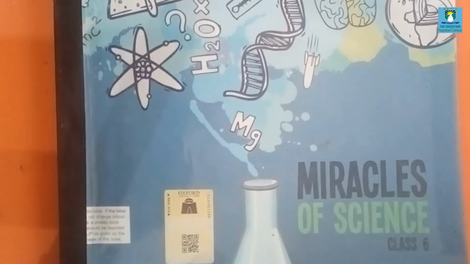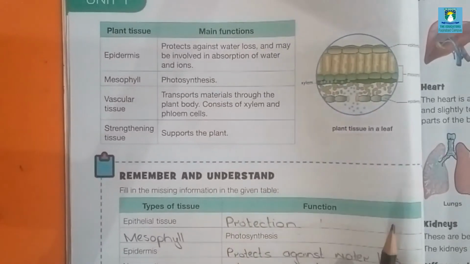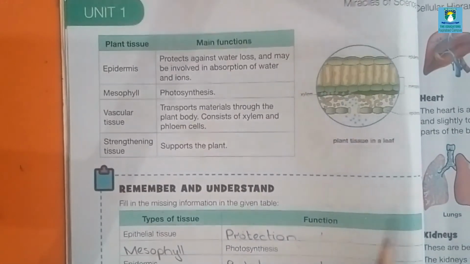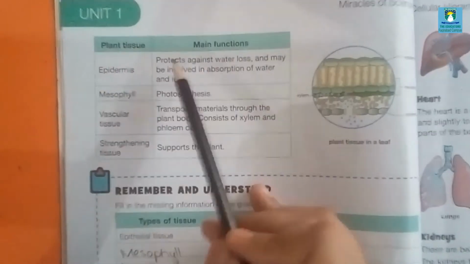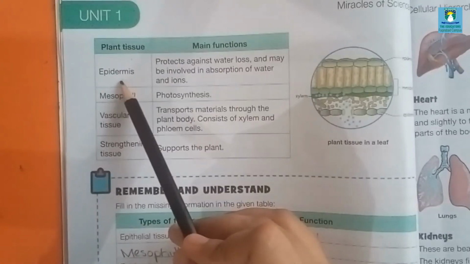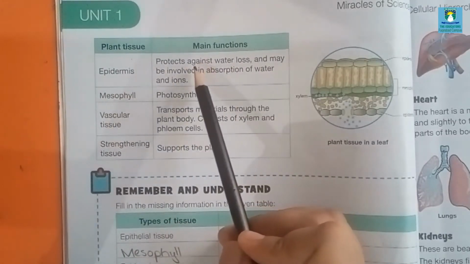Students, open your books, page number 8. In the previous class we discussed animal tissue and its function. Today our topic is plant tissue and its main functions. First one is epidermis. Now, what is the function of epidermis?